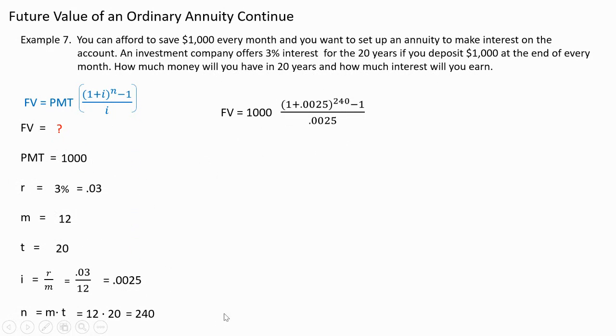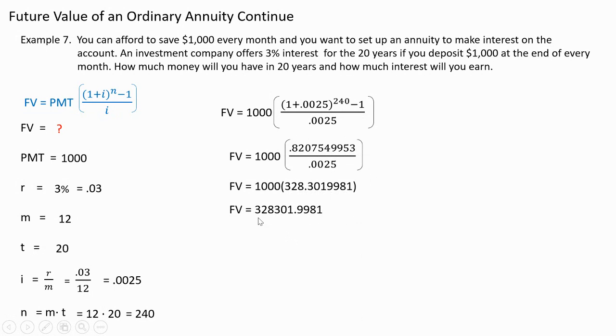Just plug everything in. So here, guys, we start by doing this first here. We do parentheses 1 plus 0.025 parentheses to the power of 240, and then minus 1. So this is what we get here: 0.82075 9953. Then we divide that answer by 0.0025, and we get 328.301991. Then we multiply that by 1,000, so we get $328,301, and it's going to be 0.9981.